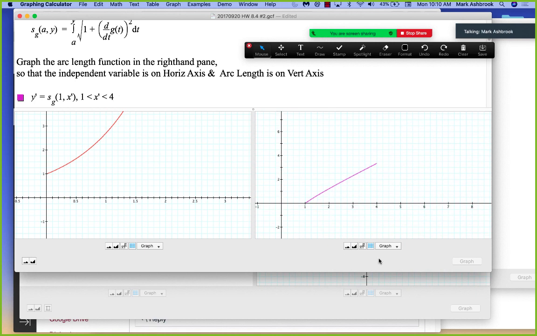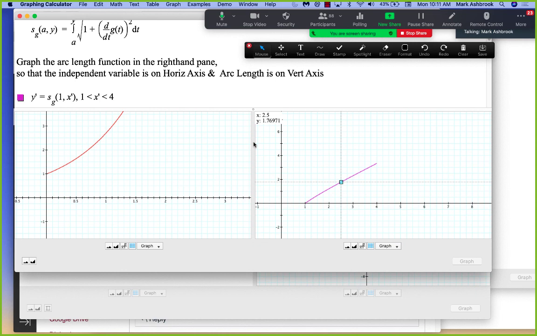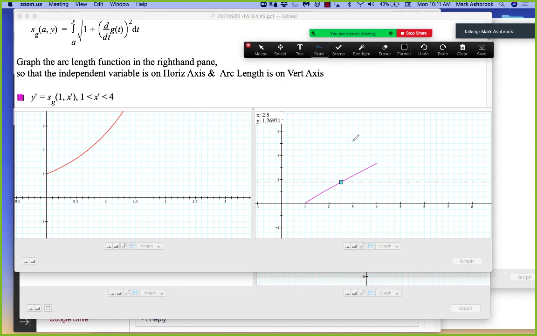There it is. Okay. So let's interpret a point on that curve. So here's the point, 2.5, 1.77. What does that point mean? So what's the meaning of that point, which is 2.5, 1.77? Anyone want to give it a shot? I'll give it a shot. Sure, please. So the independent variable x, when you put it into the function s of g, it will output 1.77.